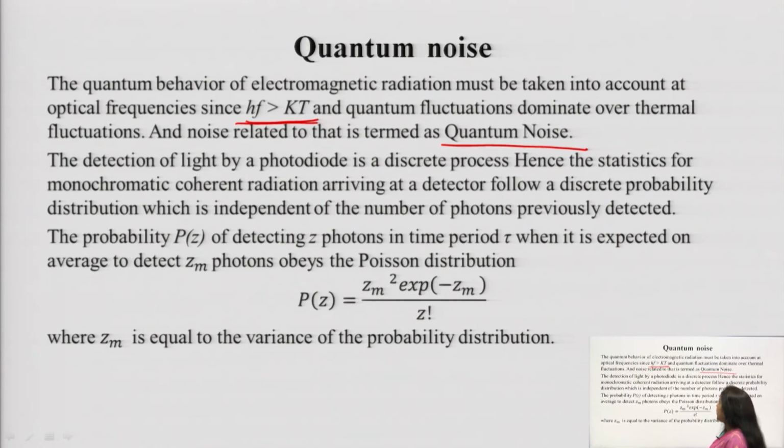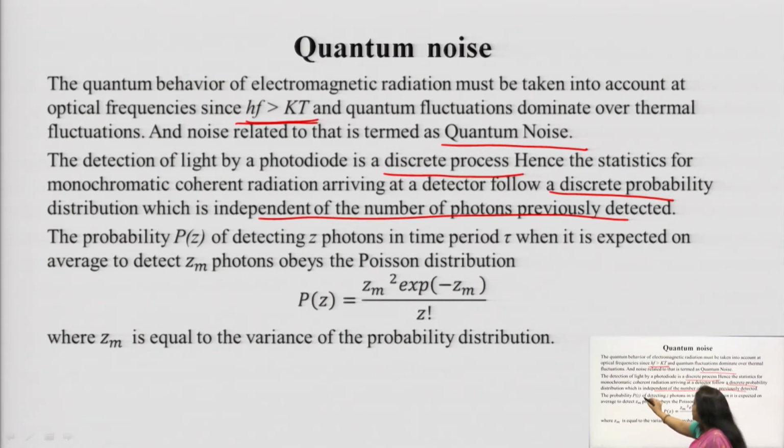Detection of light by a photodetector is a discrete process. Hence, the statistics for monochromatic coherent radiation arriving at the detector follow a discrete probability distribution, which is independent of the number of photons previously detected. The probability P_z of detecting z photons over a period of tau, when it is expected to average Zm photons, obeys the Poisson distribution. Already we have seen that many noises, even the shot noise, follow the Poisson distribution. So this is applicable to the noise category.